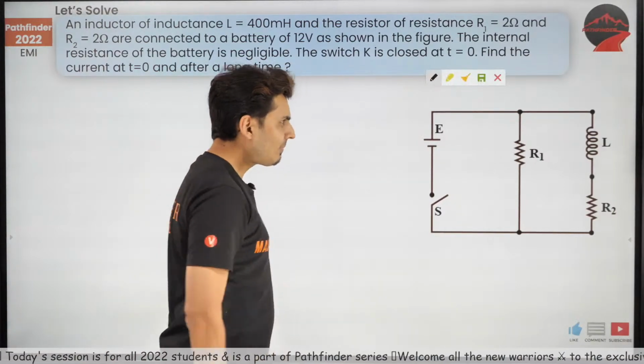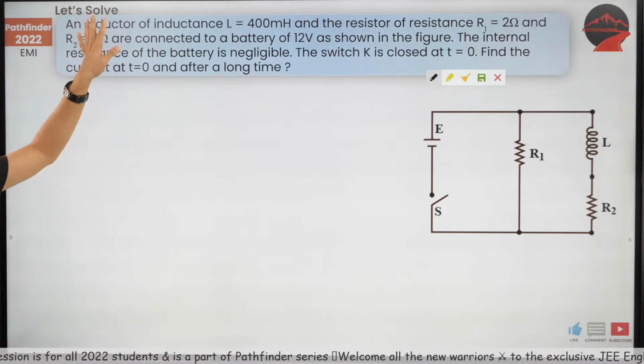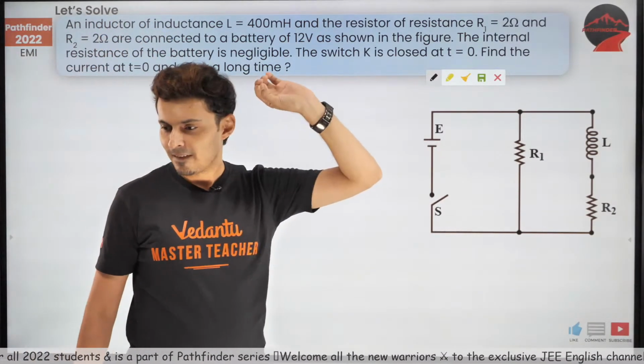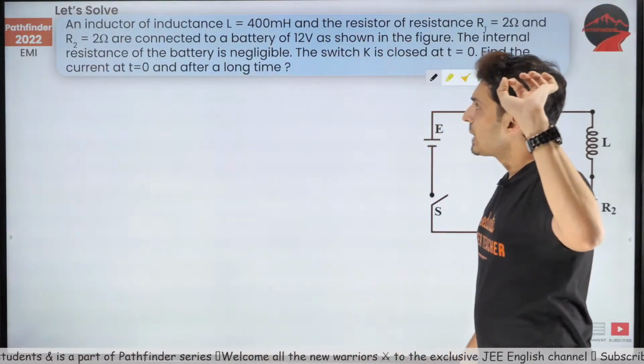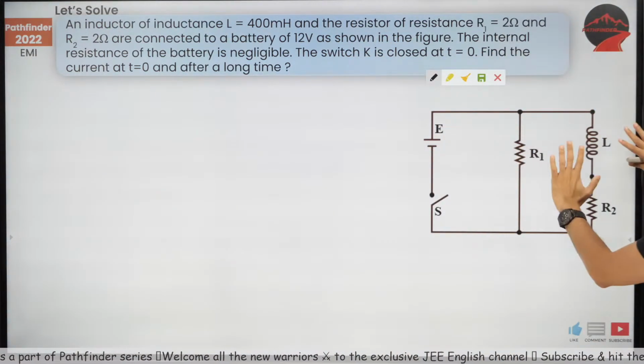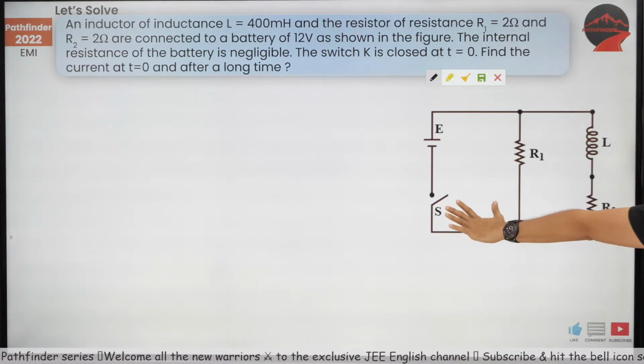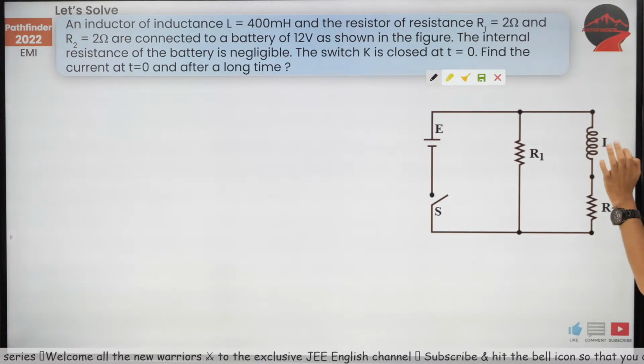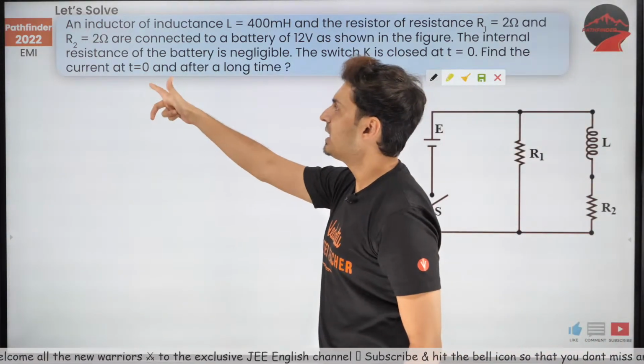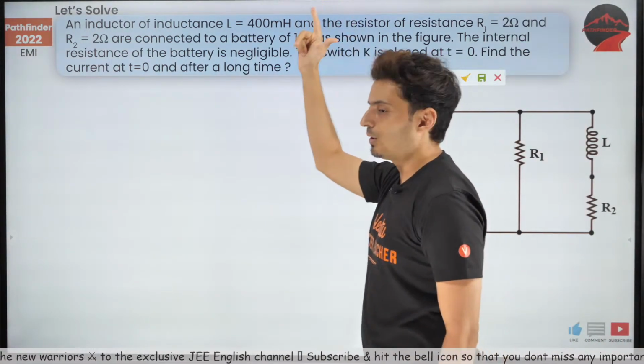Now, going to this question, observe this. There is an inductor, there are two resistors, there is a switch and it is closed. Find the current immediately after you close it and after a long time. That's the question.